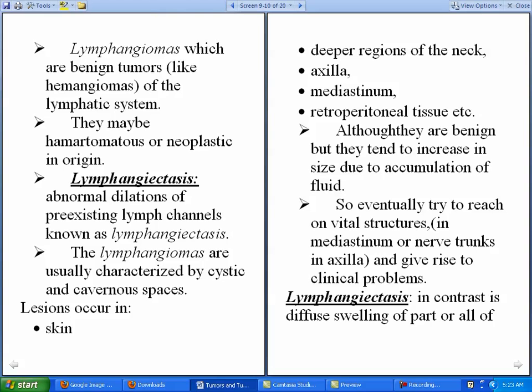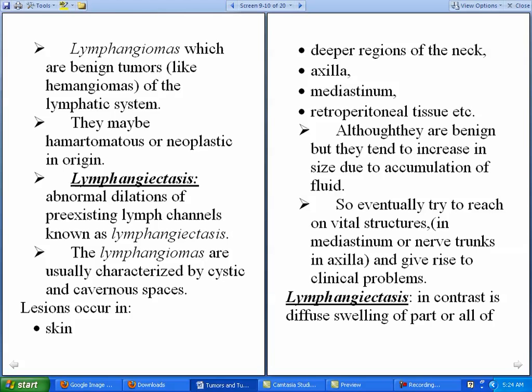Yeah. So the lymphangioma lesions you will see in skin, but mostly you would find in the deeper regions of the neck, in the axilla, mediastinum, and in retroperitoneal tissues, and also in other spaces. Although these lymphangioma are actually benign, they do tend to increase in size because of the accumulation of fluid, the lymph, obviously. So because they're growing due to the accumulation of fluid, they try to reach on vital structures. They're not actually localized.